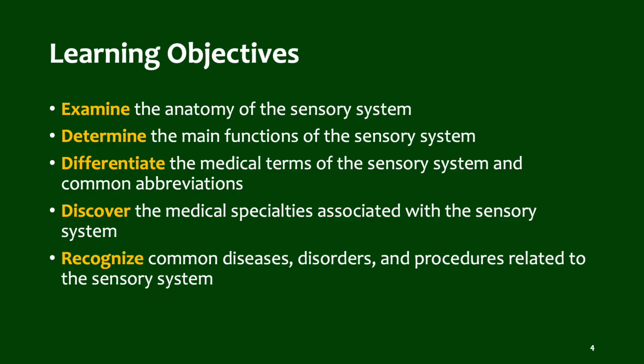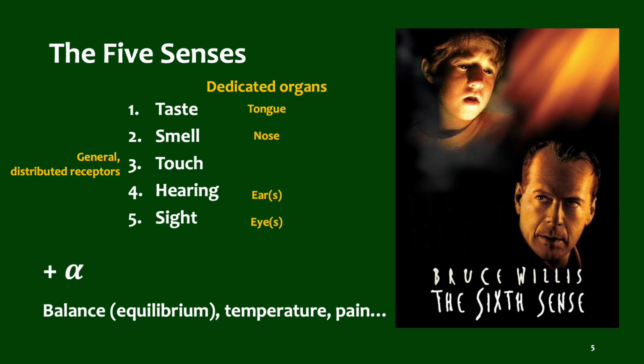The learning objectives include the following. By the end of this entire lesson, you'll be able to examine the anatomy of the sensory systems, determine the main functions of the sensory systems, differentiate the medical terms of the sensory systems and common abbreviations, discover the medical specialties associated with the sensory systems, and recognize common diseases, disorders, and procedures related to the sensory systems. Here we go.